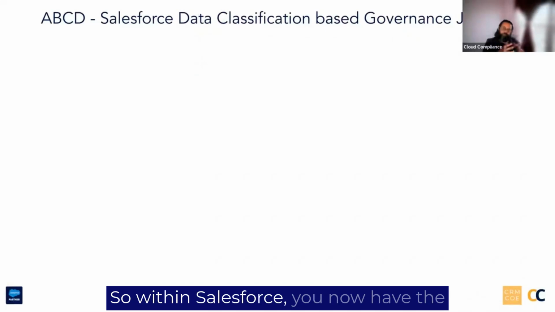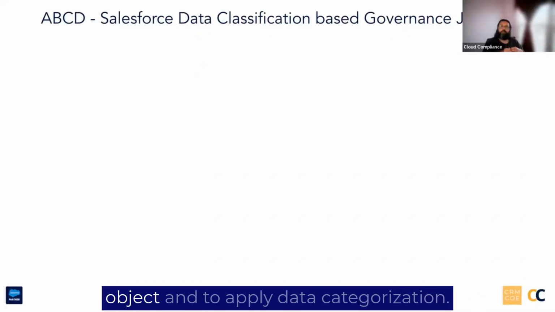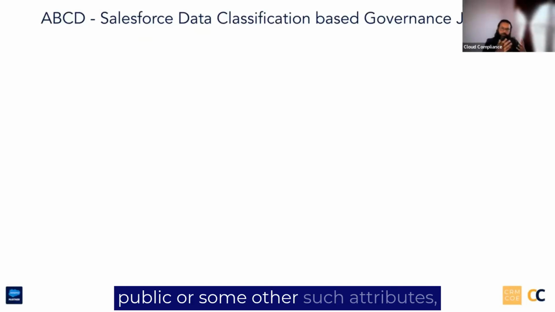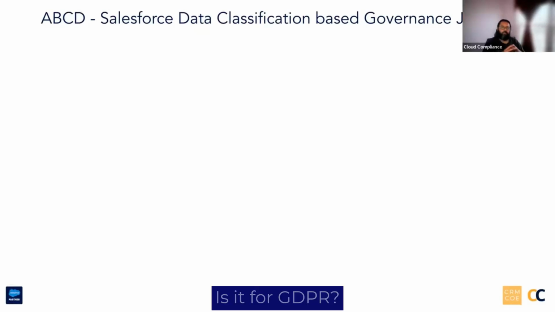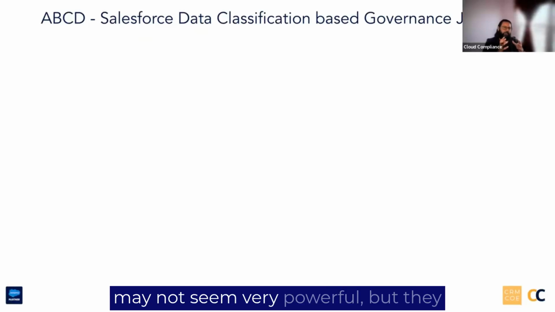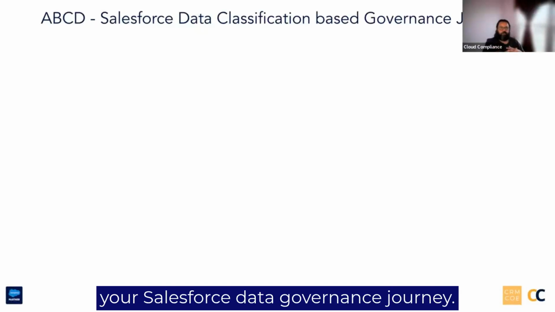Within Salesforce, you now have the ability to apply classification to fields of an object and to apply data categorization. What that means is for every field, you can mark if it is confidential or public or some other such attribute. You can also mark a categorization. Is it for GDPR? Is it for HIPAA? And things like that. Those two things may not seem very powerful, but they can be incredible as a catalyst for your Salesforce data governance journey.